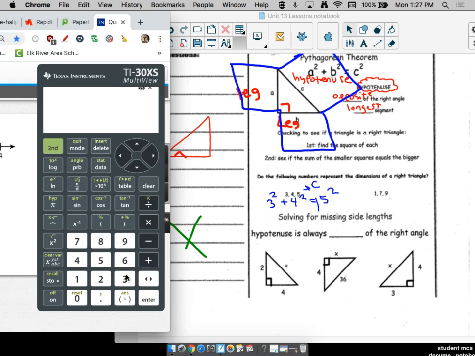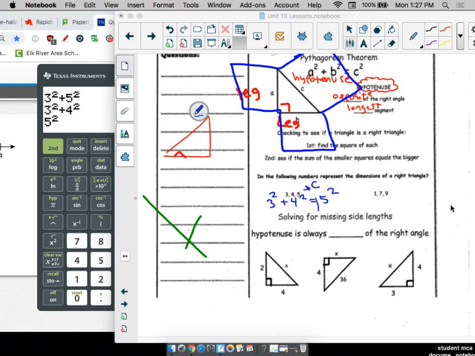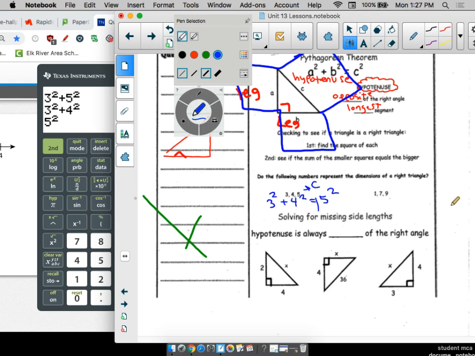So I'm going to go 3 squared plus 5 squared. And that gives me, did I do a good job? I didn't do it. 3 squared plus 4 squared, silly me. 3 squared plus 4 squared, enter, is 25. And then I'm going to do 5 squared. That is also 25. So yeah, I can make a right triangle with the dimensions 3, 4, and 5.